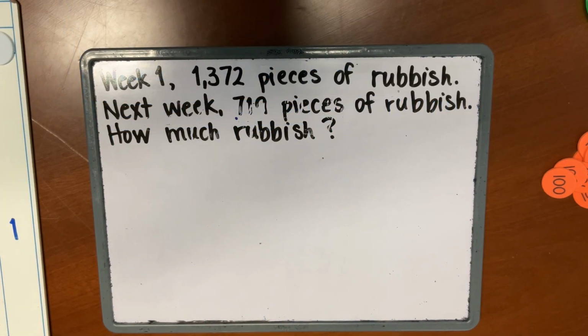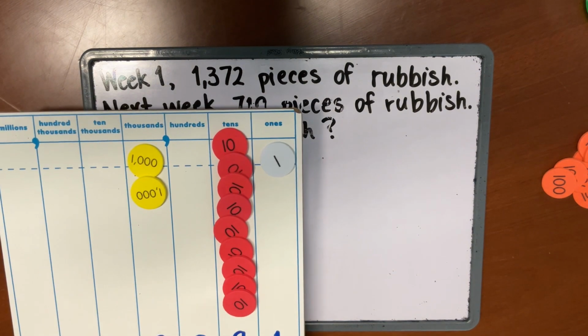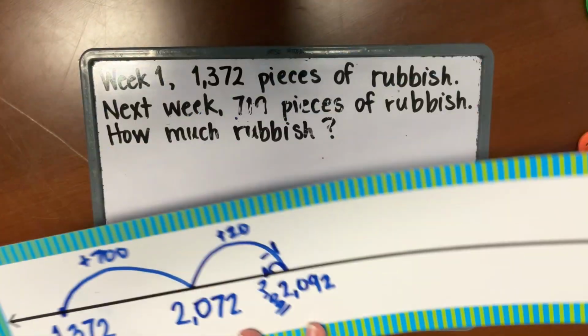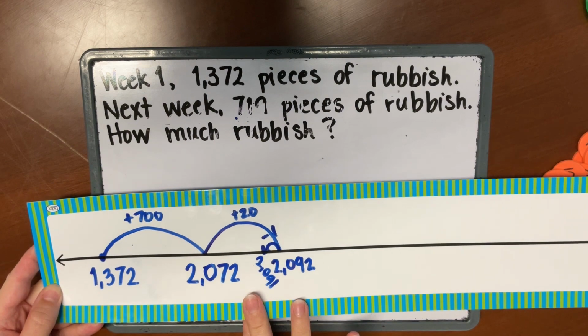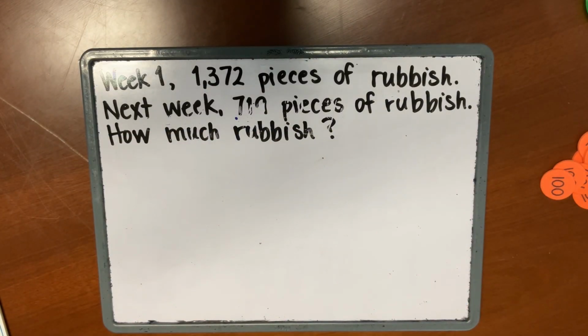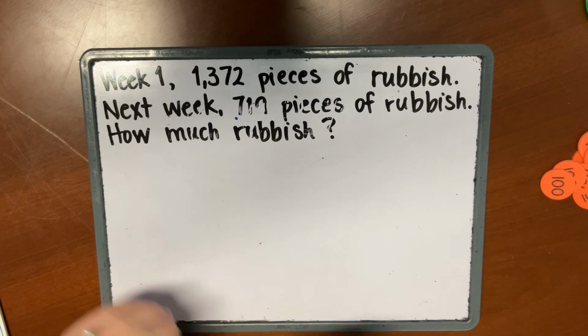Now I want to draw a math model of this problem. I could draw what I did with place value discs. I could draw what I did with number line. That could also be a draw if I draw my own number line. But I'm going to challenge myself with a new model, and that is called a tape diagram or a bar diagram. And it goes like this.